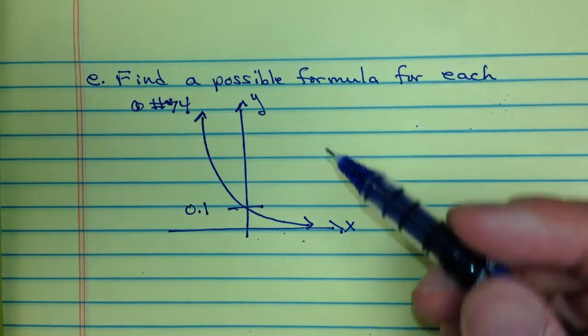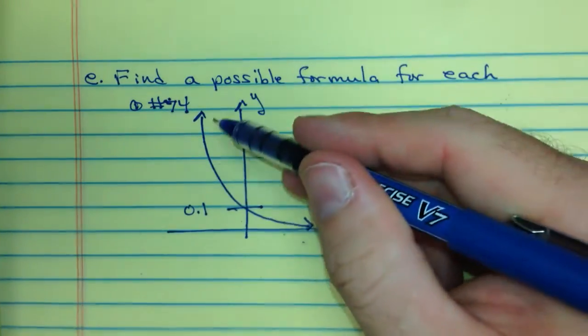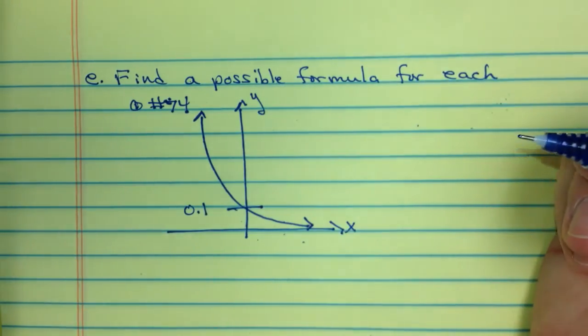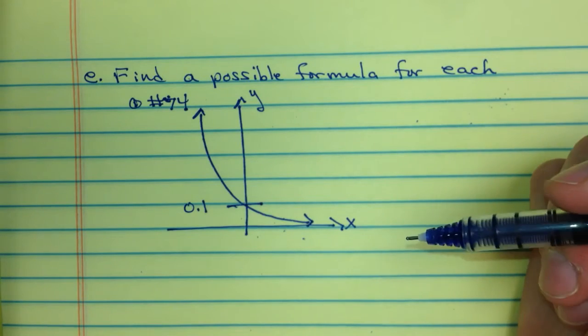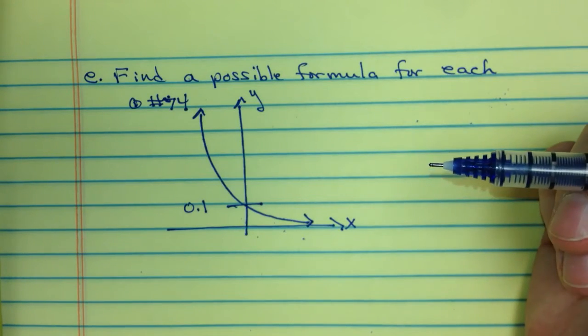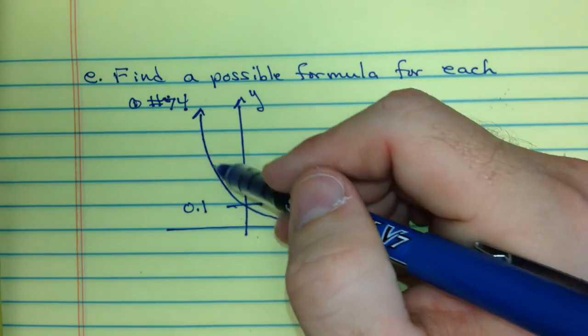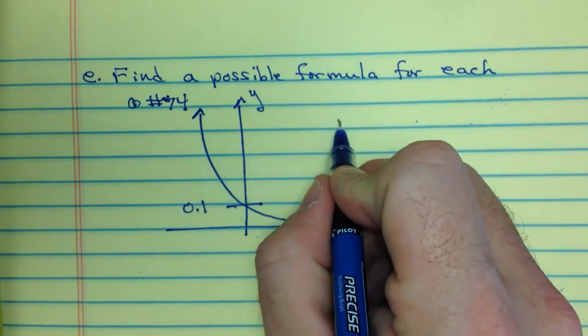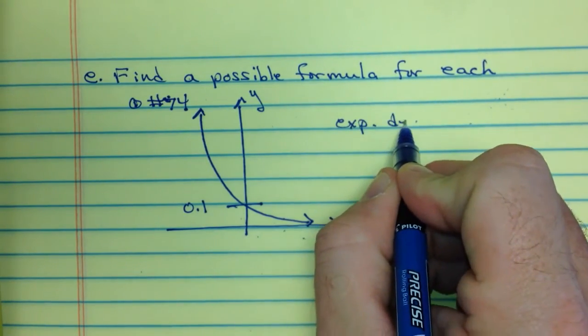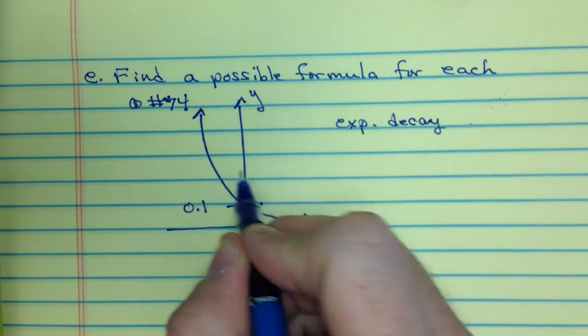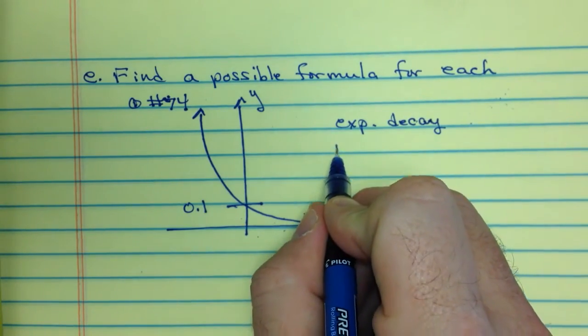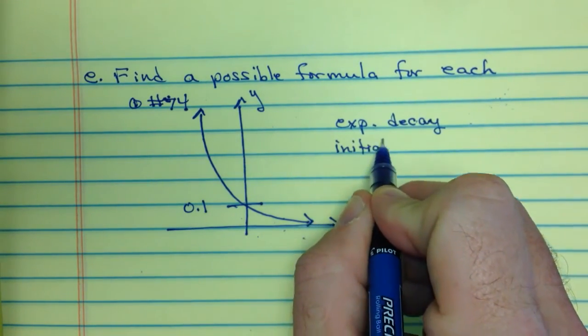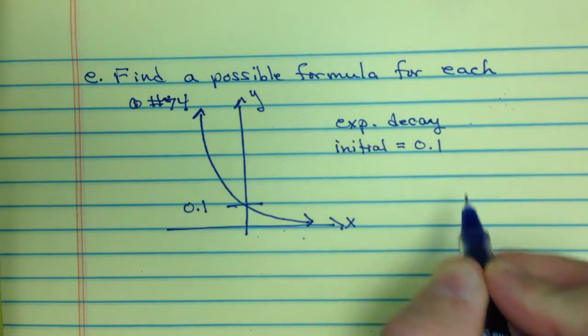Okay, well, first you need to understand what this looks like. All right, this isn't a line. It's not a parabola. It's not a power function. This is an exponential equation. It's not logarithmic. This is an exponential, and this is exponential decay, since we're decreasing as we move from left to right. Now, we are given the initial value. The initial value is 0.1.